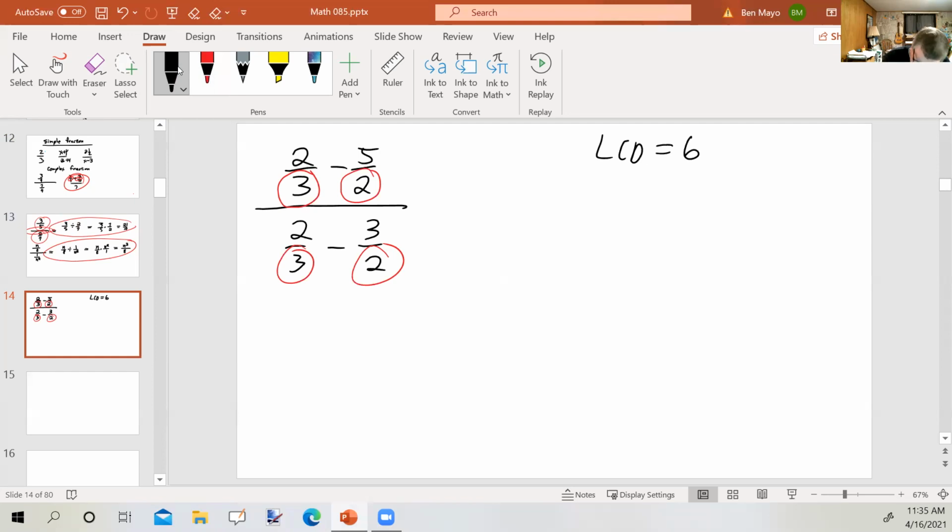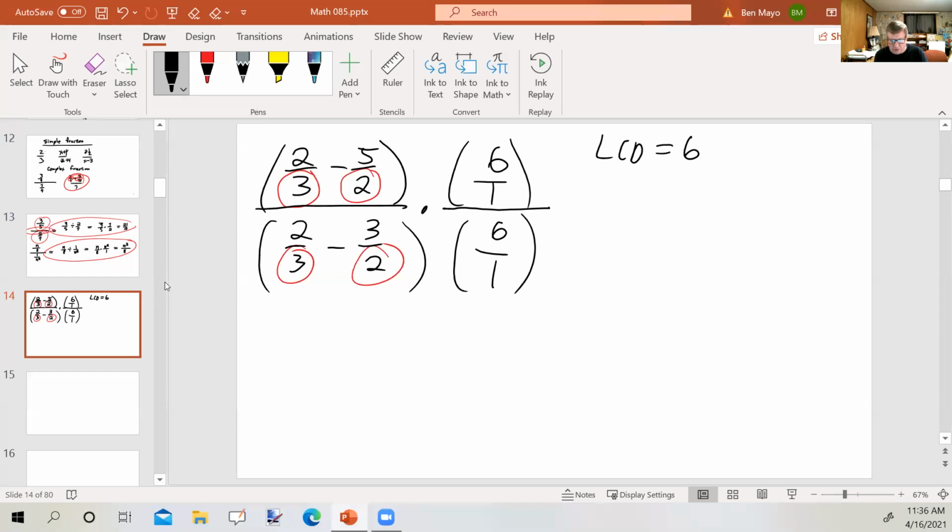Okay, so now what we're going to do is we're going to multiply the entire complex fraction by 1. But we're going to write that 1 as the LCD over the LCD. So 6 over 6. And the reason I wrote 6 over 1, 6 over 1 was so that you would see that this 6 on top lines up here, this 6 on top of the denominator lines up there. Okay, now I'm going to recopy that whole mess without all the circles and arrows and things.